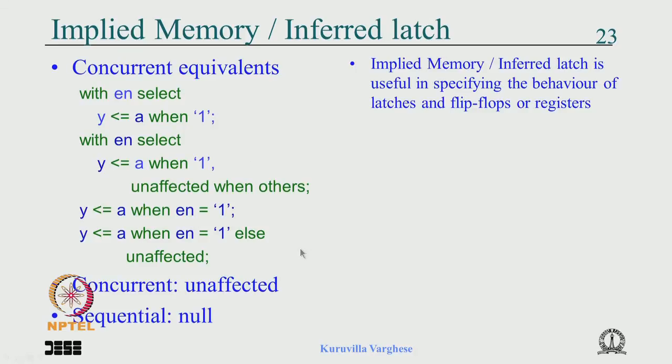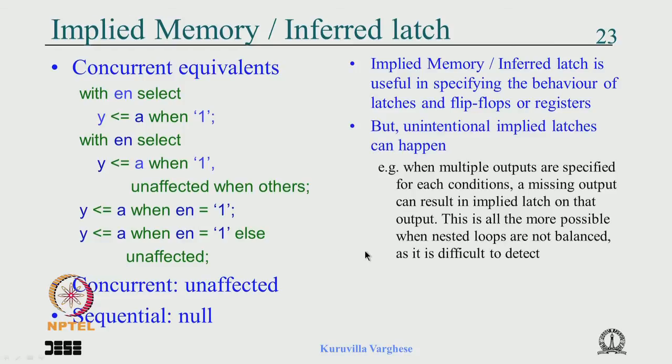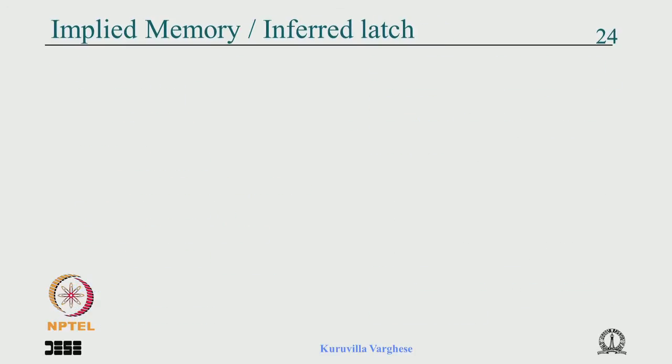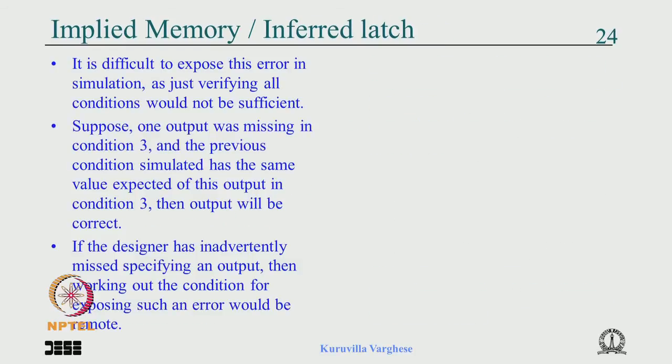It's useful in specifying memory in the case of flip flops and latches, but in the combinational case, when you have multiple outputs and nested if then, unintentional latches can happen. And as I explained, it is very difficult to unearth in simulation because you made it by mistake. To work out the condition is quite tough. There are people who make a mistake which can be corrected in 5 minutes, and then spend the next 1 week simulating to unearth that error.